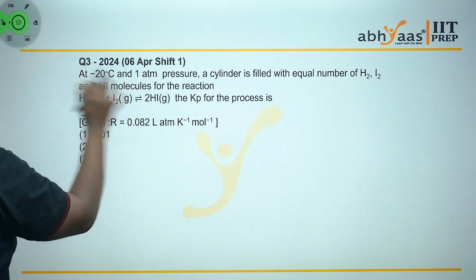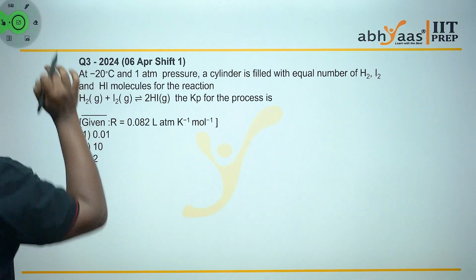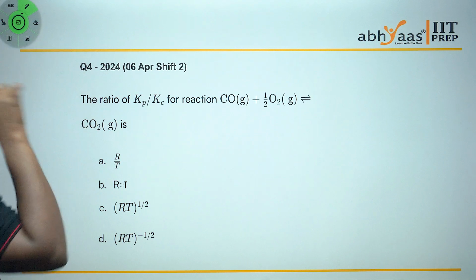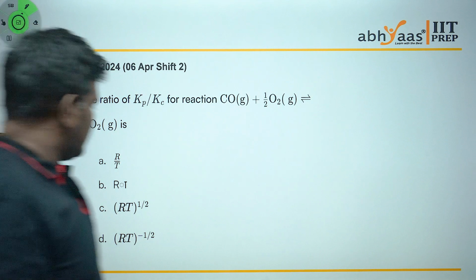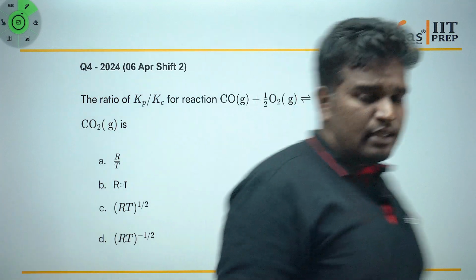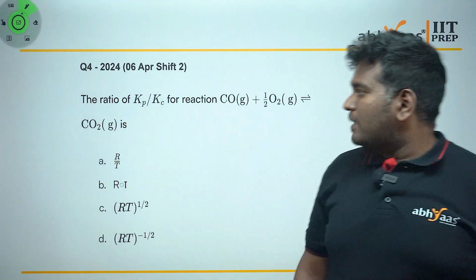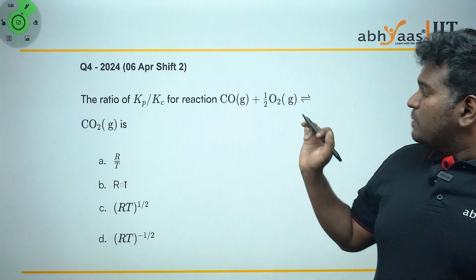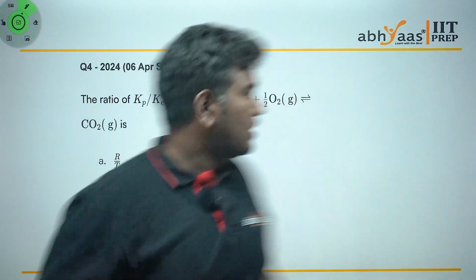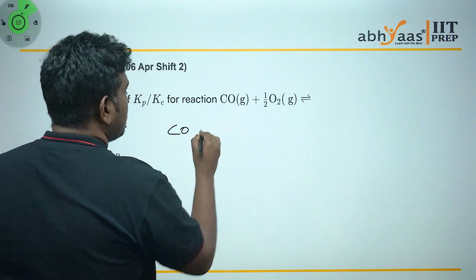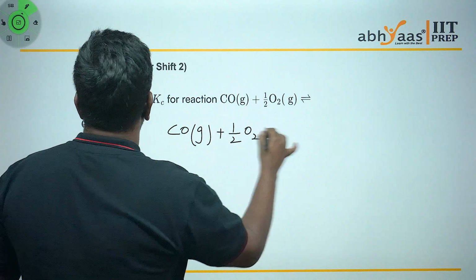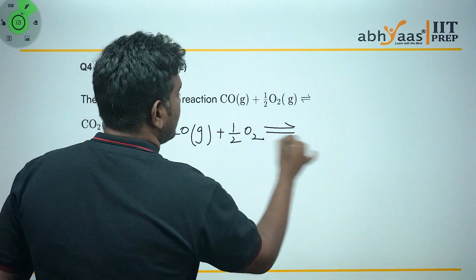Now we will move to the next one. Here you may think it is a difficult one after looking at this reaction and the options, but it is a very simple question. Just go through this chemical reaction. It is carbon monoxide gas plus half O2 giving you carbon dioxide, right?